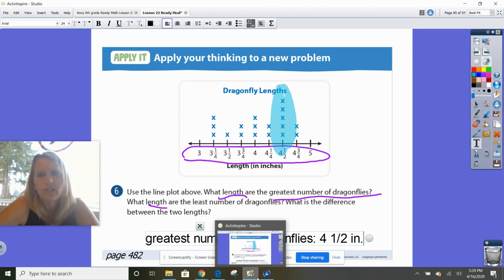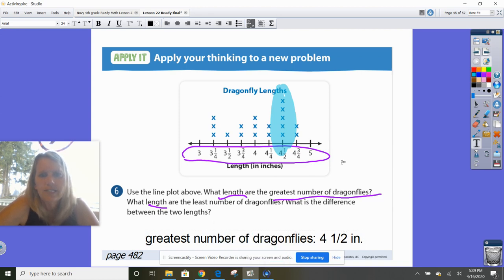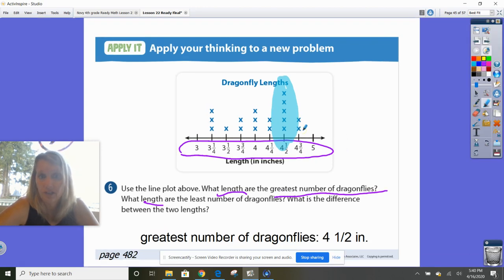What length are the least number of dragonflies? Well, that's interesting. What length are the least? I guess if you have 0 dragonflies, it is not wanting that one. So my guess is they want us this one that has 1, because there's at least 1 dragonfly. But you could probably argue for the 3 or the 5 because there's none there.